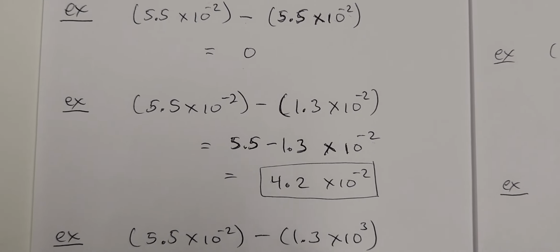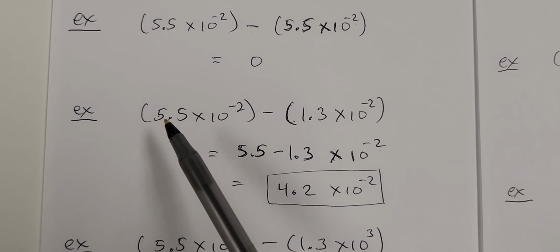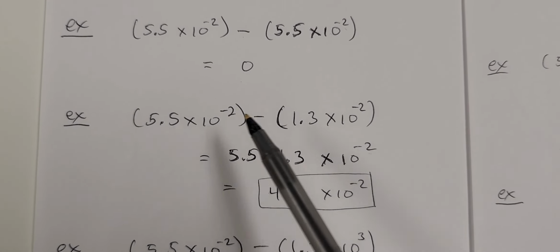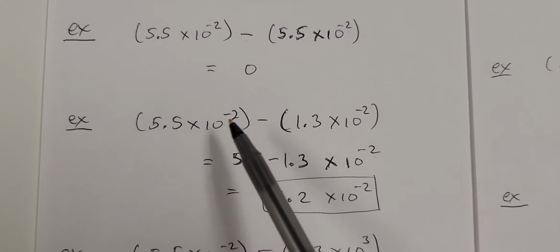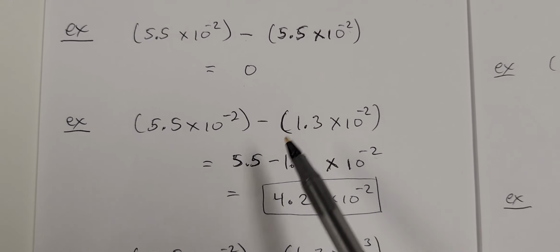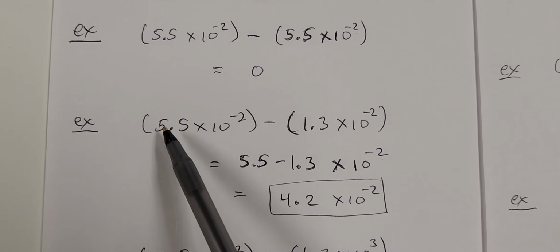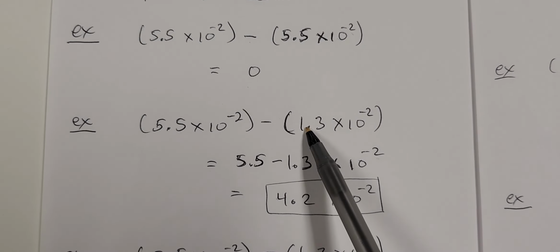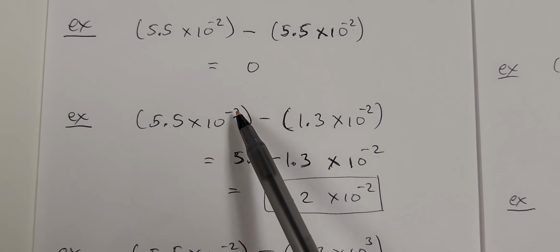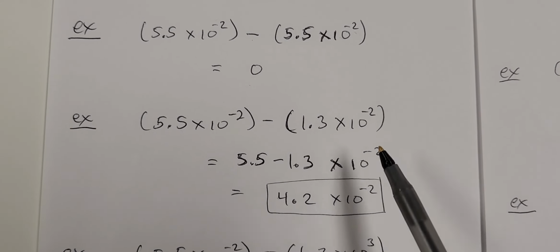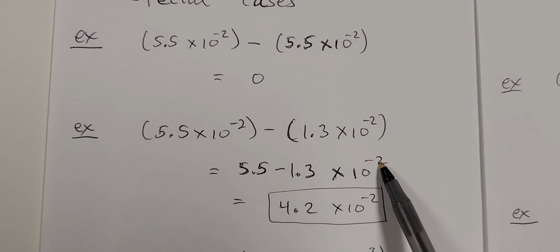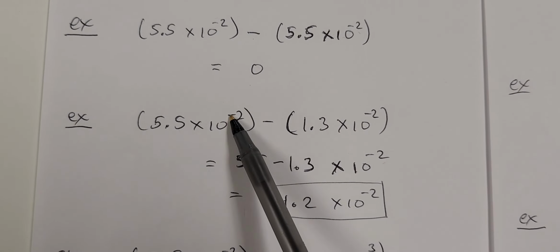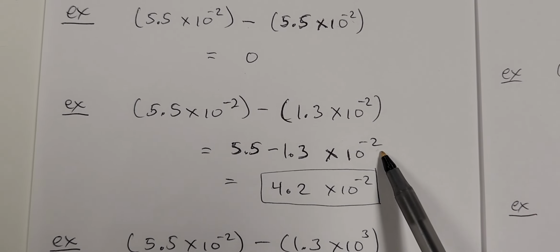The second example: what happens if I change the number but the power is still the same? Here I have -2, here I have -2. The only thing I changed is the front number. So in this case, we only subtract the front, the first number. So 5.5 subtract 1.3. The power, since they are the same, stays exactly as is. The power, because they are the same, leave it alone.